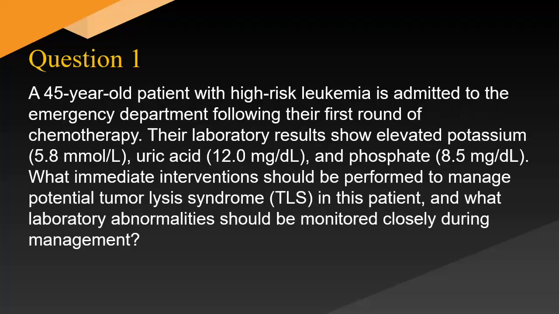A 45-year-old patient with high-risk leukemia is admitted to the emergency department following their first round of chemotherapy. Their laboratory results show elevated potassium 5.8 mol, uric acid 12.0 DDL, and phosphate 8.5 mdl.